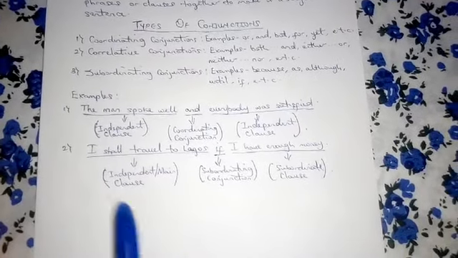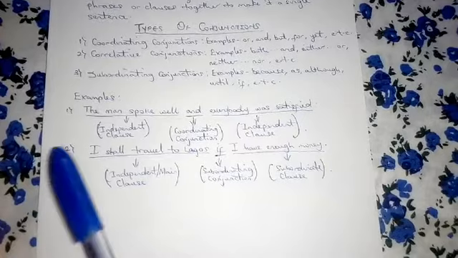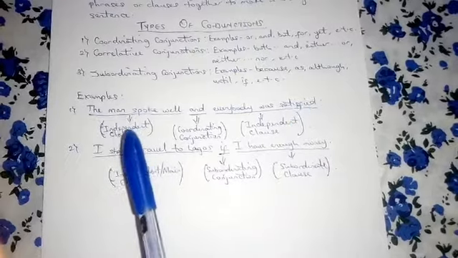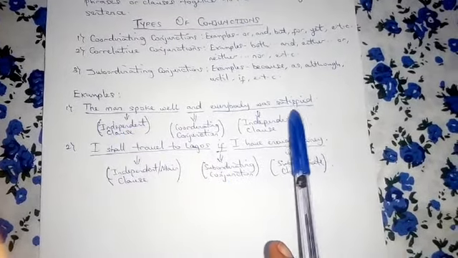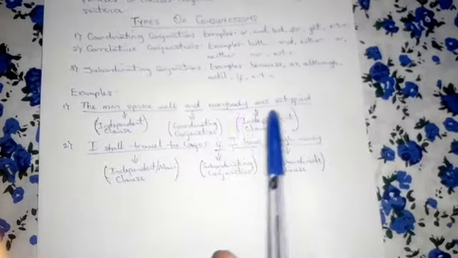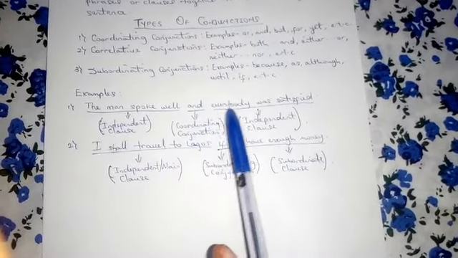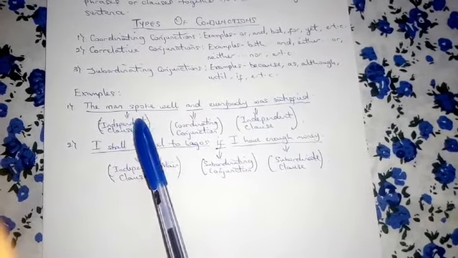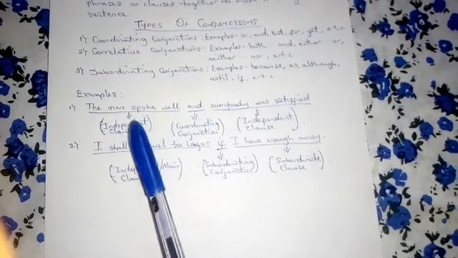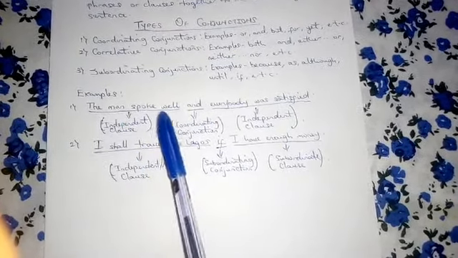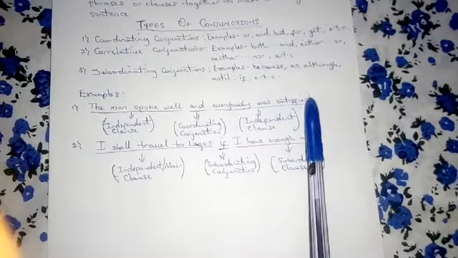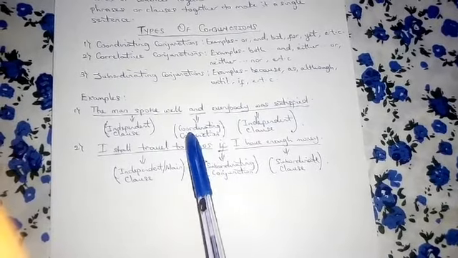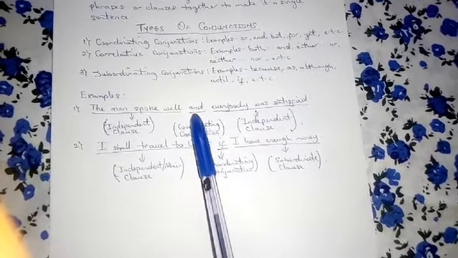Now, some examples have been given for better understanding. Number 1, the man spoke well and everybody was satisfied. This is a complete sentence. The man spoke well and everybody was satisfied. In this sentence, there are two sentences. Number 1, the man spoke well. Number 2, everybody was satisfied. These two sentences have been joined together with the use of a coordinating conjunction, which is and.